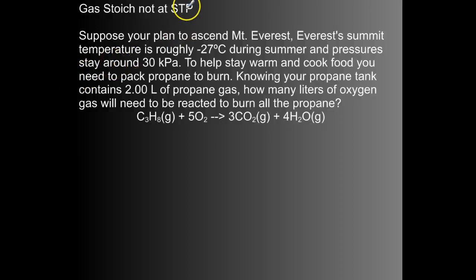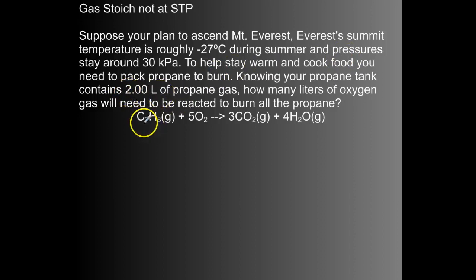So suppose we're going to go up Mount Everest, and the temperature up there is negative 27 degrees. That's a bit cold in the summertime, and the pressure is right around 30 kPa. That's a low pressure. Remember, 101.3 kPa is what it is on Earth's surface. So the higher you go up, the lower pressure there is because there's less gas sitting on top of you. To help us stay warm and cook some food, we're going to take some propane to burn. Our propane tank has 2 liters of propane gas.